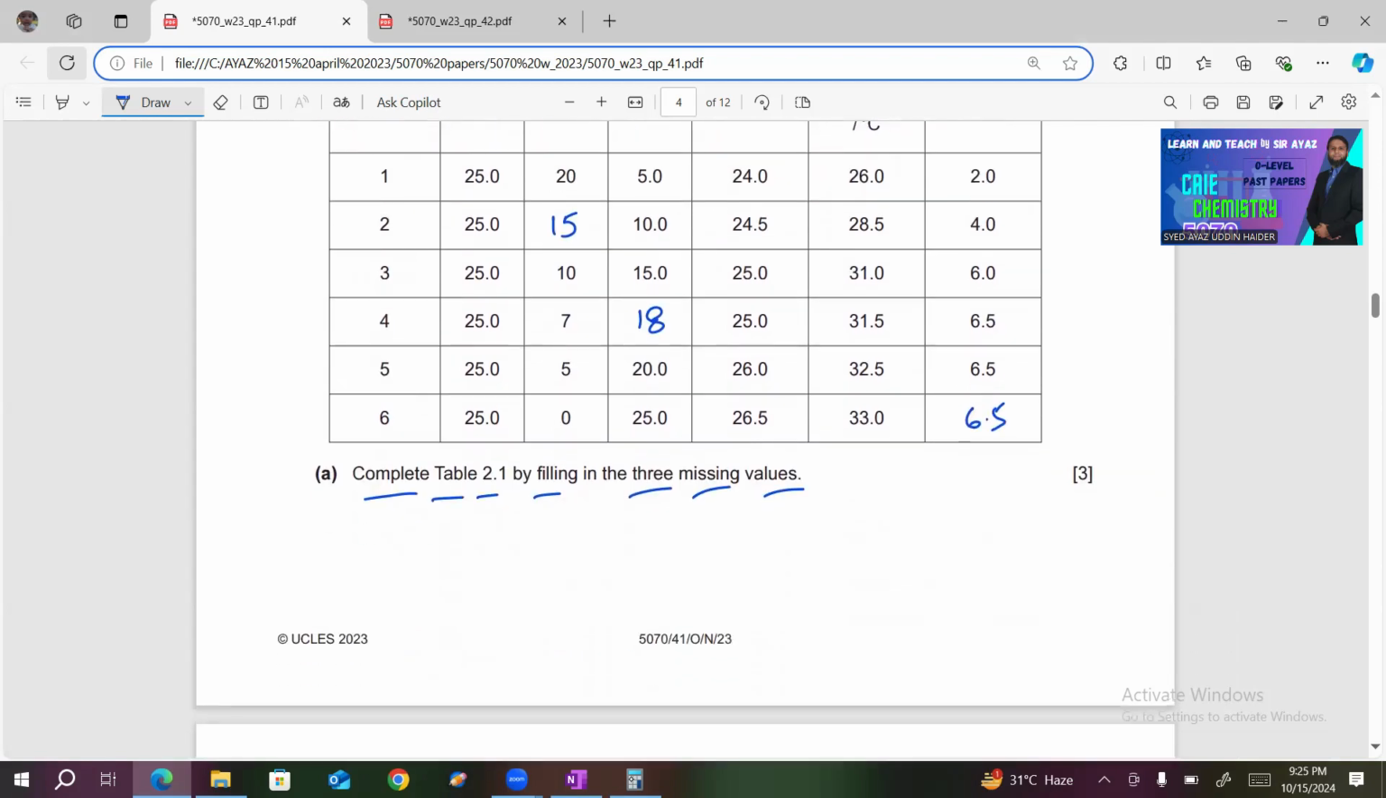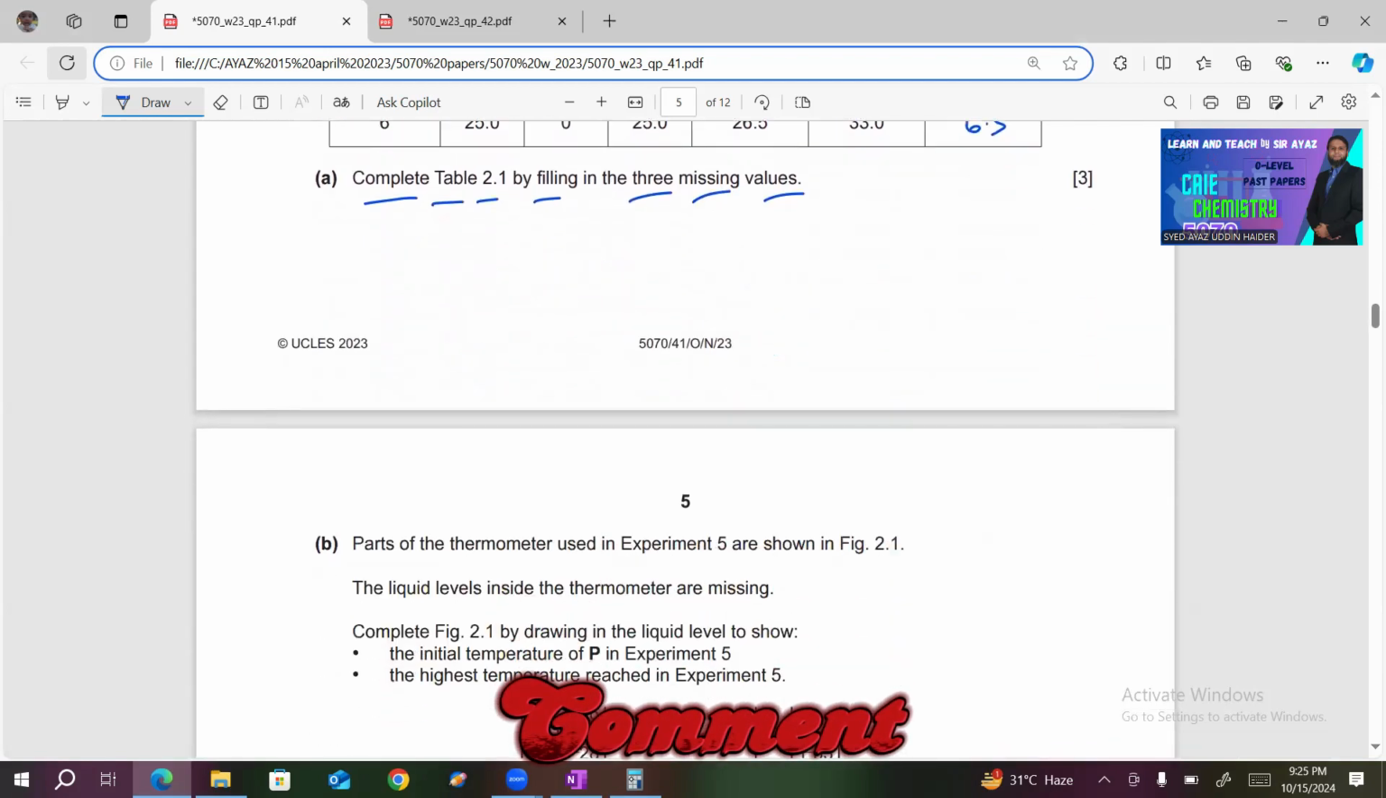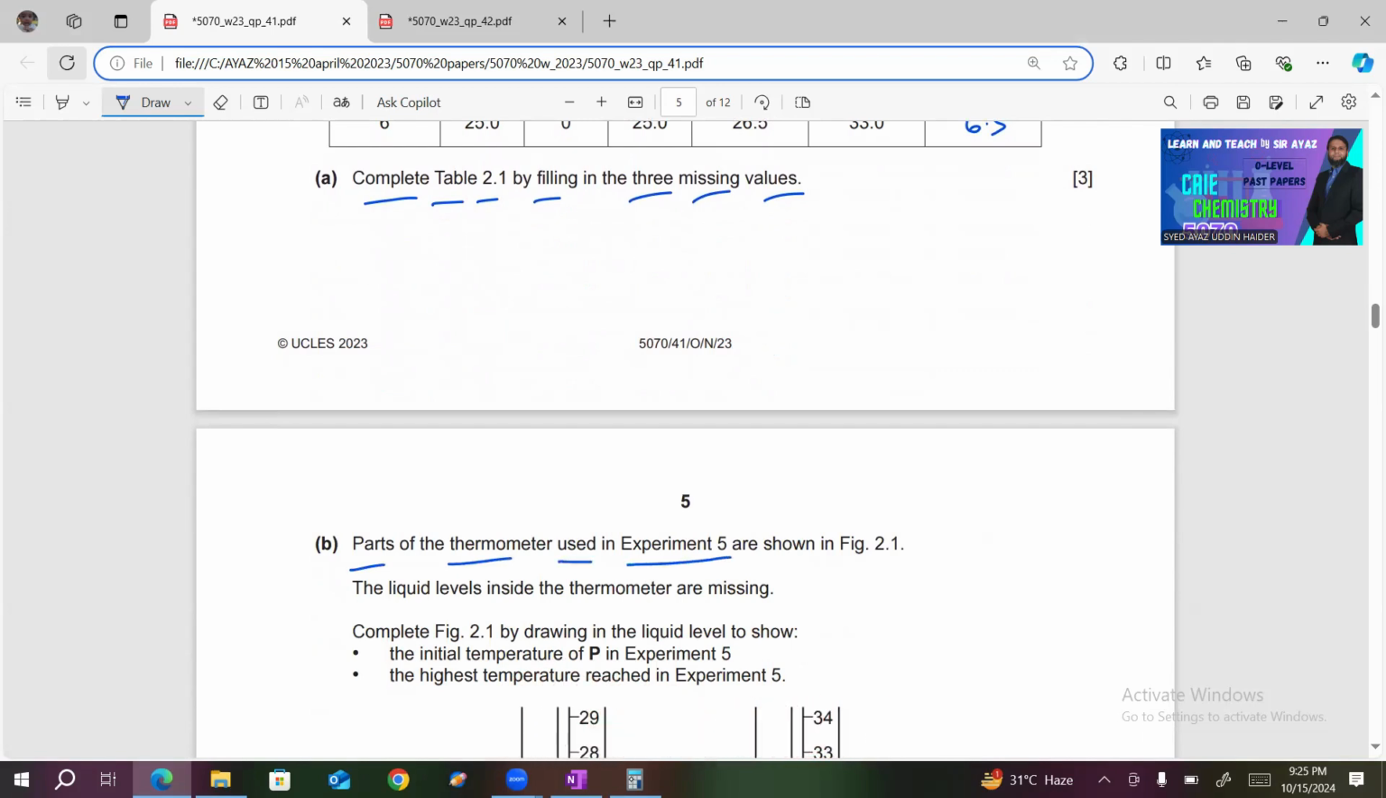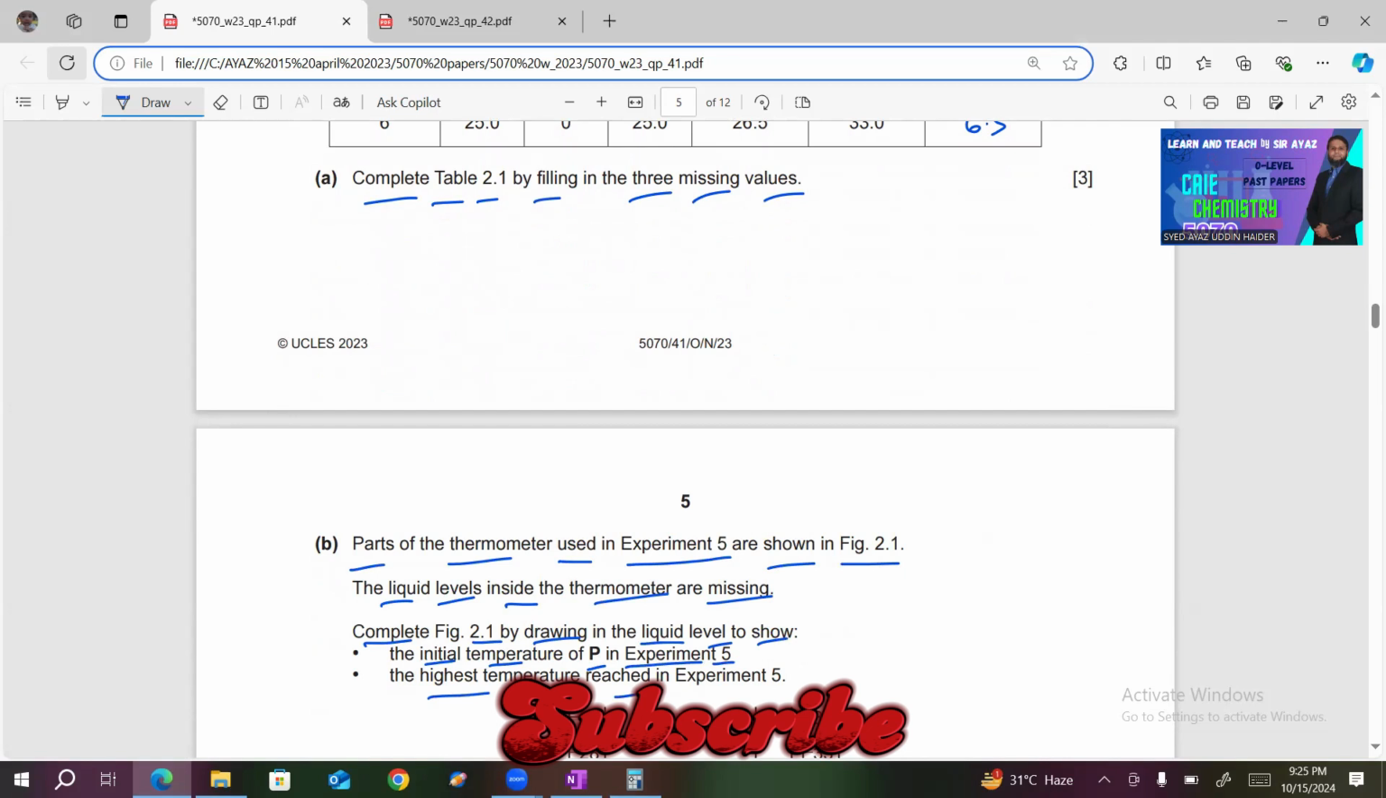So these are the values. Moving to next part, parts of the thermometer used in experiment 5 are shown in figure 2.1. The liquid levels inside the thermometer are missing. Complete figure 2.1 by drawing in the liquid level to show the initial temperature of P in experiment 5, the highest temperature reached in experiment 5.